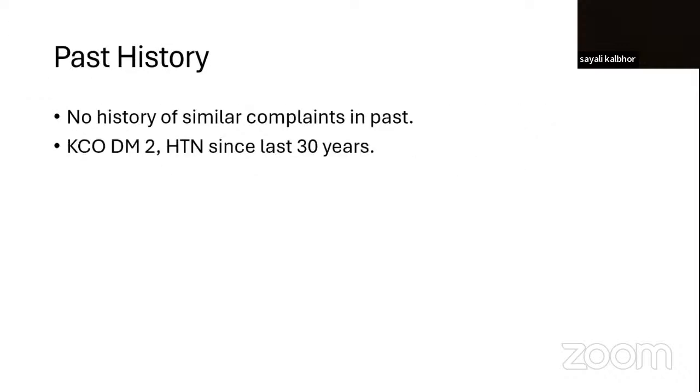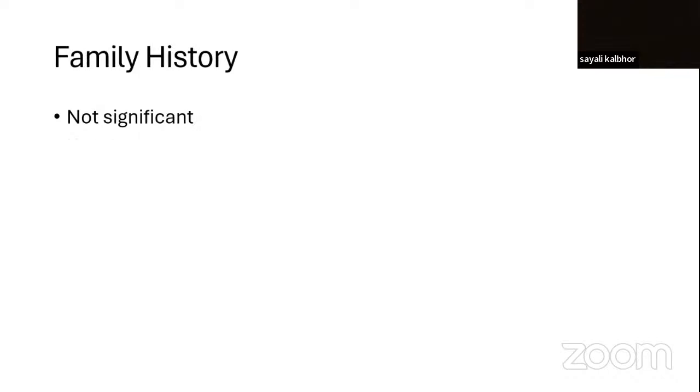Past history: there was no history of similar complaints in the past. He was a known diabetic and hypertensive since the last 30 years, and diabetes was somewhat not very well controlled. Family history was not significant.